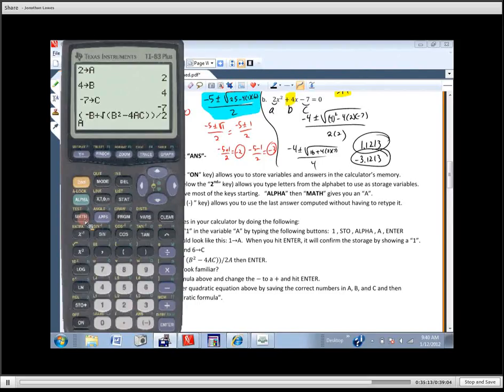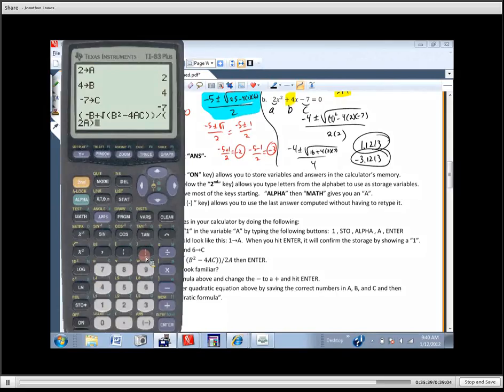The answer is no. This will not give you the right answer. Can somebody tell me why it won't? Yeah. We want the entire top divided by the entire bottom. Whenever there's more than one piece on the top or more than one piece on the bottom, put parentheses around the top and bottom separately. Okay? So I need to come back here and insert a set of parentheses around that. Now, that is the correct way to type in the quadratic formula.